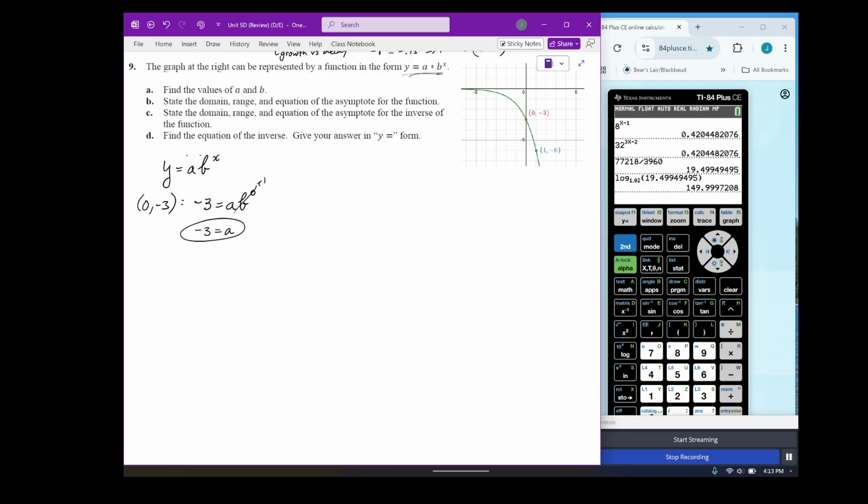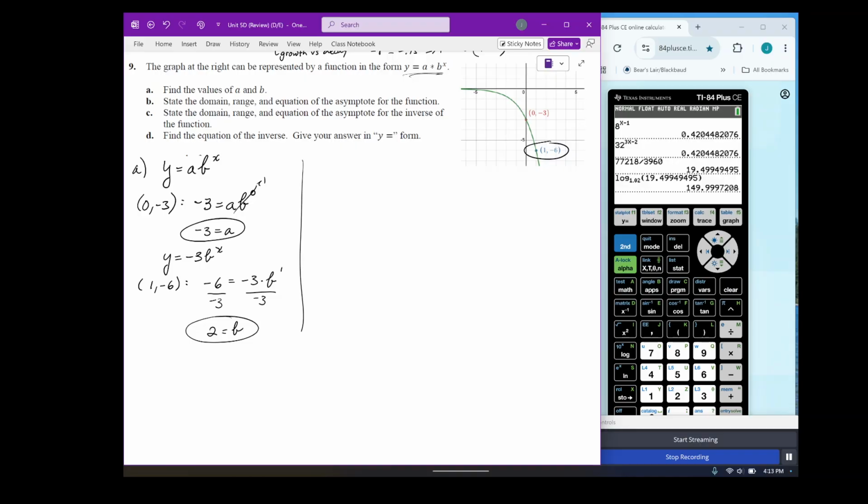So then to get b, now our equation y equals ab to the x is really y equals -3b to the x. And at this point, we can plug in our other point. If we plug in (1, -6) for x and y, then we know -6 equals -3 times b to the first. And if I divide both sides by -3, we get 2 equals b. So there's a and b. That's part A.